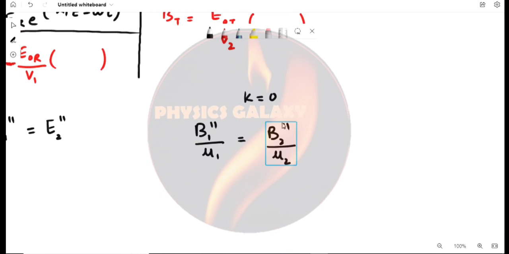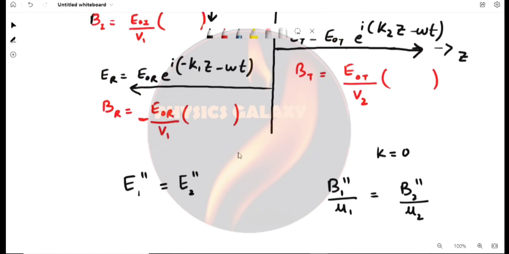And for the magnetic fields, because there are no surface currents, the parallel components of the magnetic field will also be continuous. So I'll write B1 parallel by mu1 equals B2 parallel by mu2. E1 is the electric field in the dielectric medium, E2 is the electric field in the metallic medium. Let me write down the corresponding values.